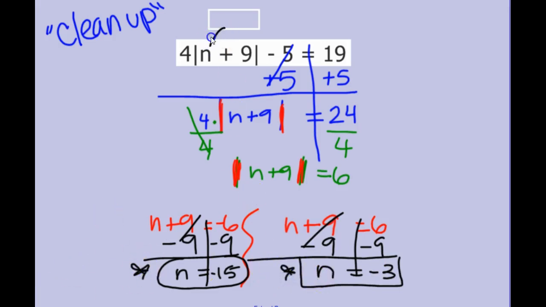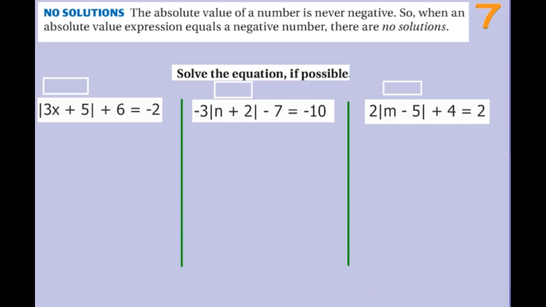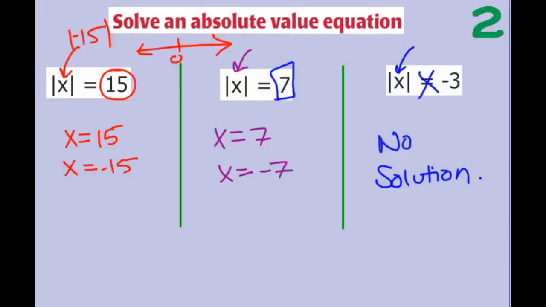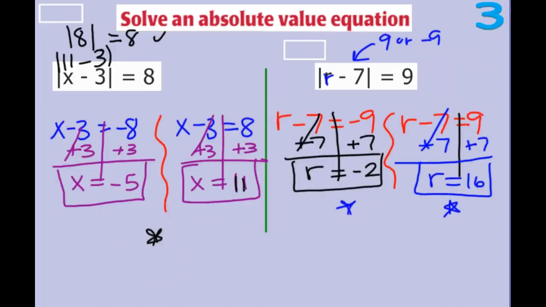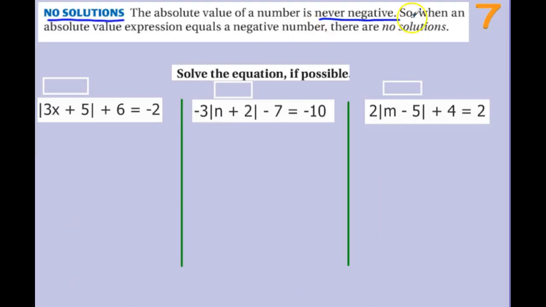Again, you can always double check and plug them back in and solve to get your answer. Now our last piece of information that we need to talk about is what if we have one that's with no solution? That means it says the absolute value of a number is never going to be negative. So think back here. We could never have the absolute value equal to a negative number. If you ever come across that, you need to stop and just write that it's no solution. So here, when an absolute value expression equals a negative number, there are no solutions.